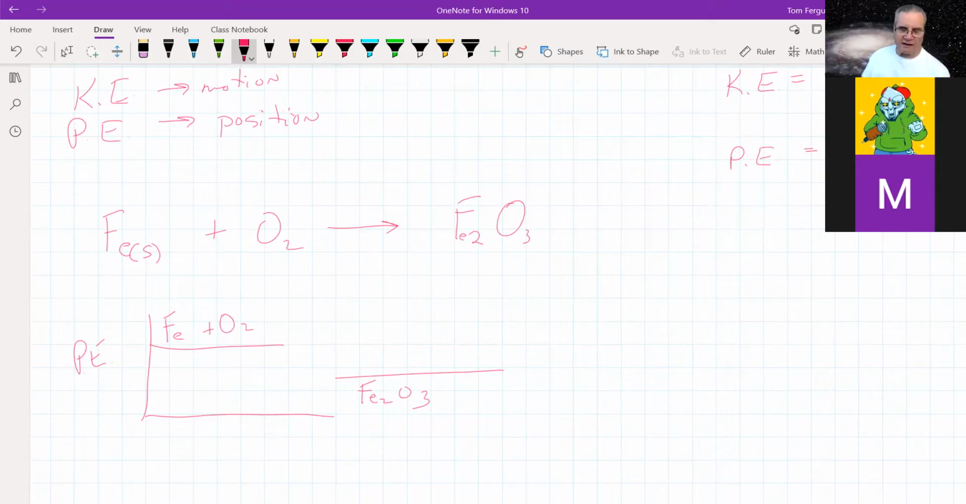Now, the iron will rust outside of water also. Normally, people think of rust in water associated together, but the water doesn't make the rust. The oxygen gas dissolved in the water is what makes the rust. Okay, so this happens naturally. So that means the rust has lower potential energy than the iron plus oxygen gas.